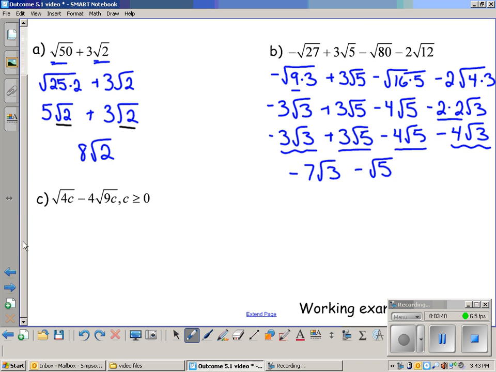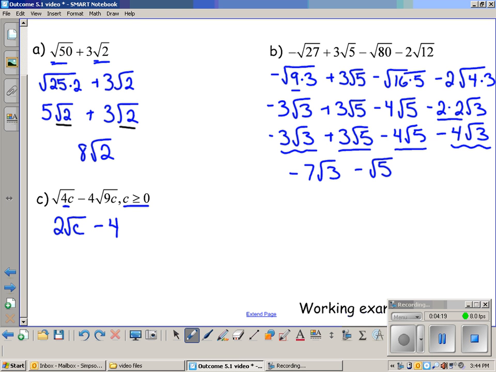Part C. Part C introduces some variables in here as well. So again, we want to simplify our first one. Let's deal with this: C has to be greater than or equal to 0. That's what we were looking at the end of the last day. If C was less than 0, we would end up with a negative value under our root sign. So that's why that restriction is there. Let's simplify the square root of 4C. The square root of 4 is 2, and I'm left with C under my root sign.